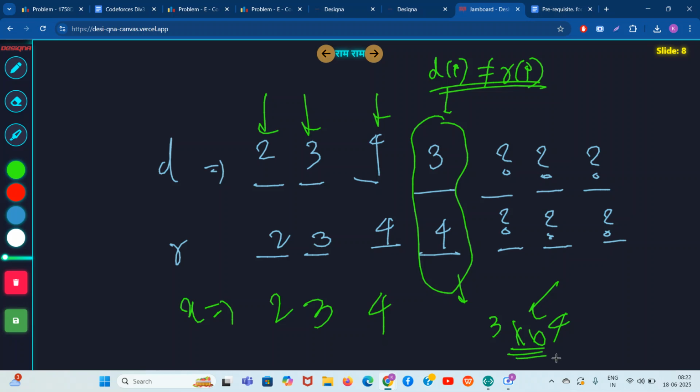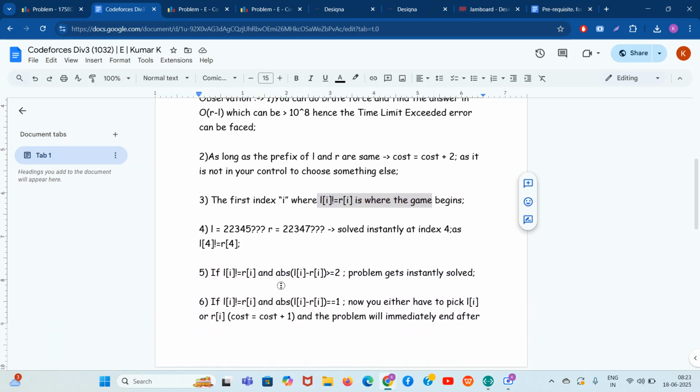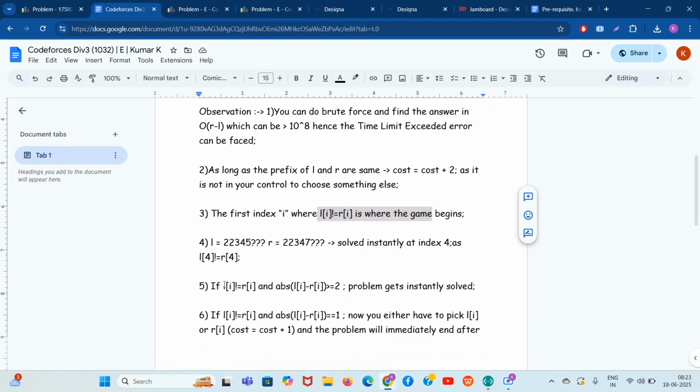Now, you better be careful, or else you will be screwed over. So, there is no number which you can take in between of 3 and 4. So, either you have to take 3 or you have to take 4. Now, what option will you do? Now, you are totally confused. For the first time, you can see that it is written here also that first index where Li is not equal to Ri, the game begins if the difference is 2. See, if the first index where L of I is not equal to R of I and the absolute difference is greater than or equal to 2, problem is instantly solved because we have a middle number.